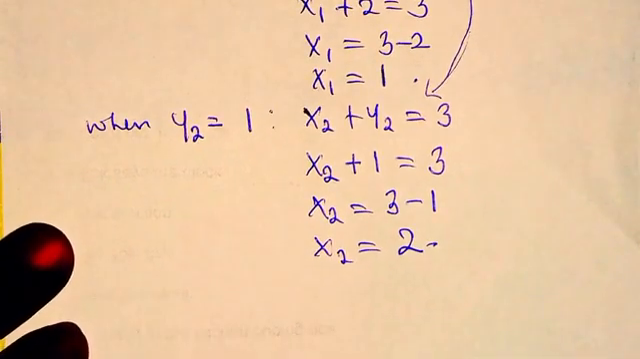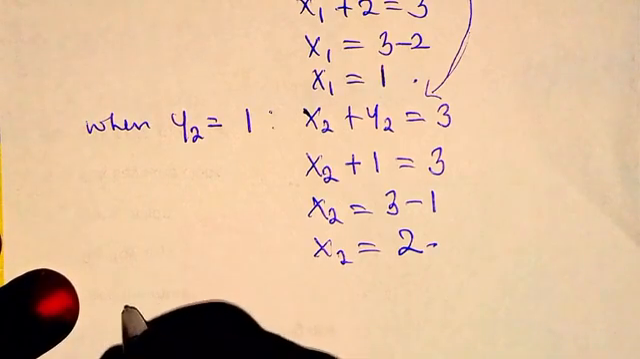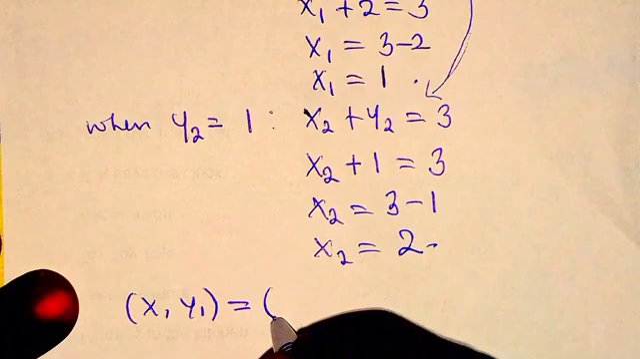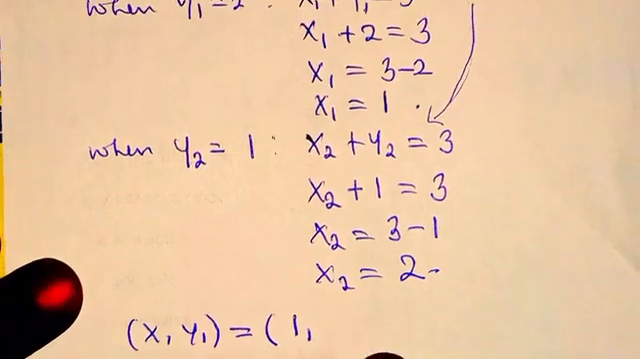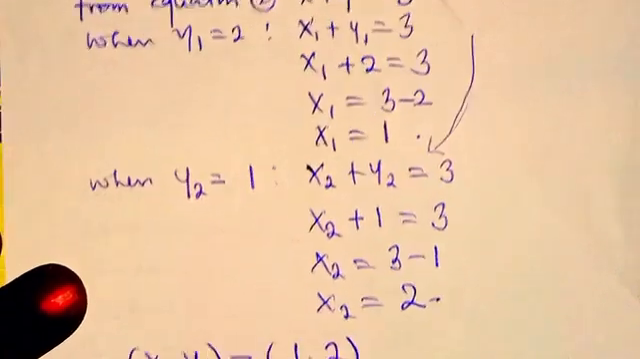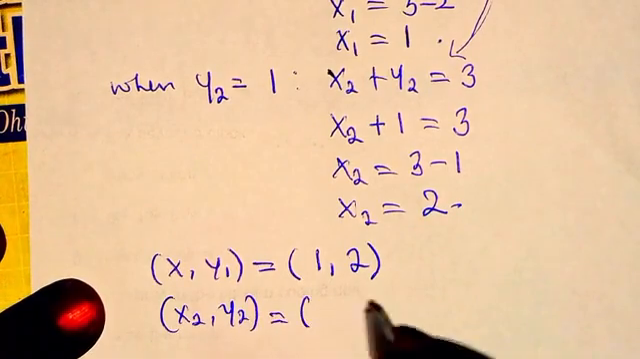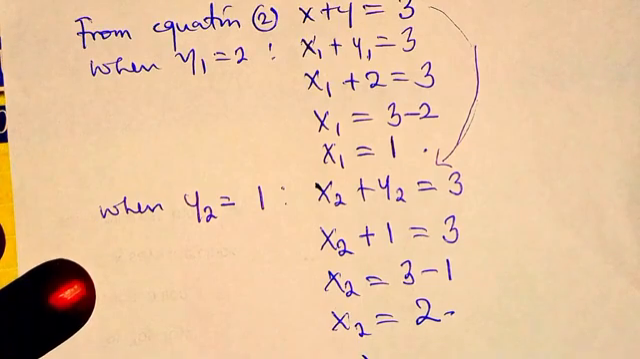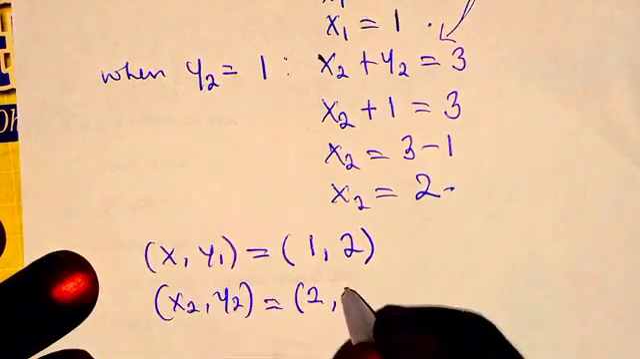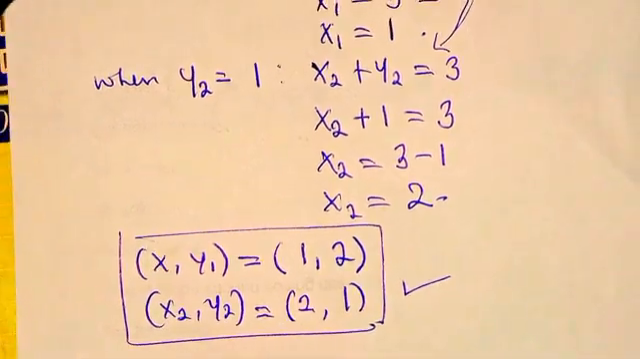But you see now, we are going to be having two solutions. That is, we're going to have x1, y1, which is 1 comma 2, since x1 is 1 and y1 is 2 here. Then another one is x2 comma y2. That's another set of solutions. So what is x2? x2 is 2 here. We're going to have 2 comma y2, which is 1 here. We're going to have 1. So these are the solutions to the problem you are given, right?